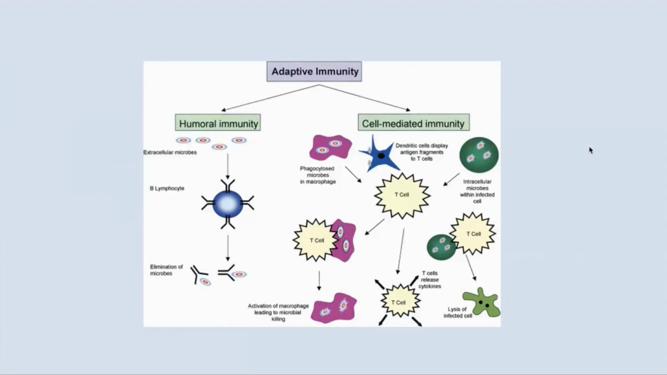But again, you have humoral immunity, which is really B cells. You have extracellular pathogens. They bind to them with antibody. They present antigen and whatnot. Cellular-mediated immunity is, dendritic cell or macrophage has pathogen. It tells the T cells what's going on. The T cells lyse the cells, and that's it.